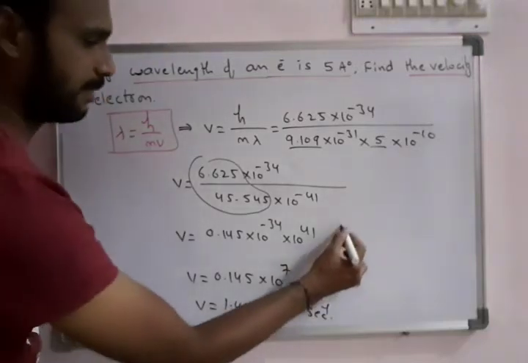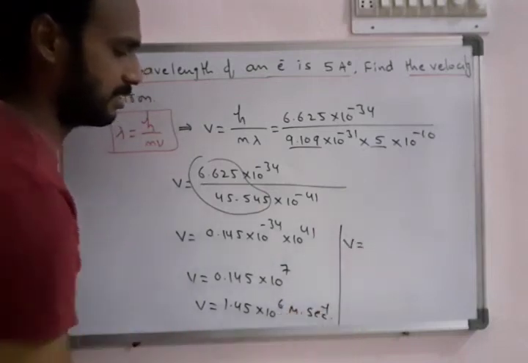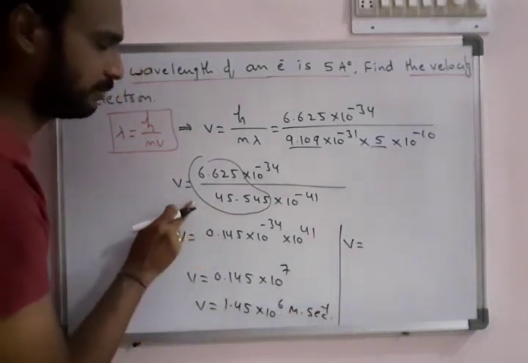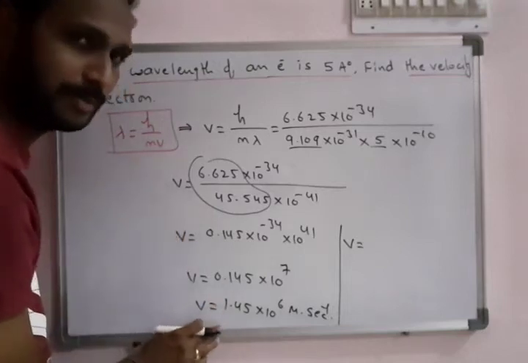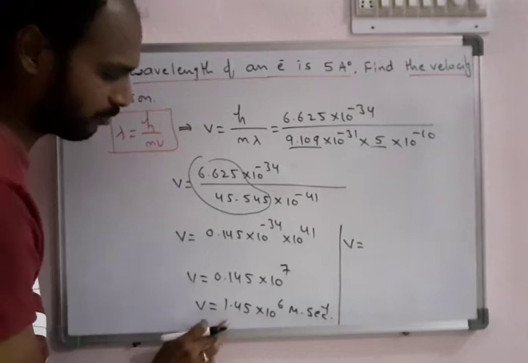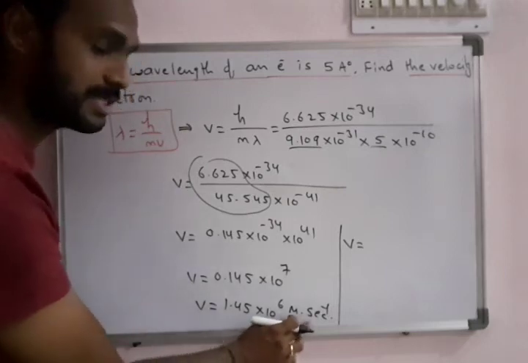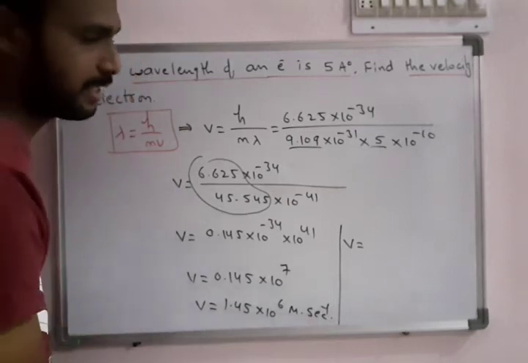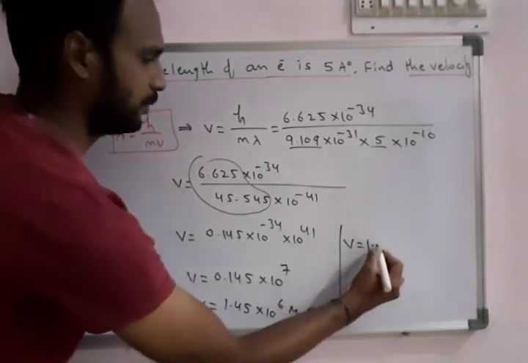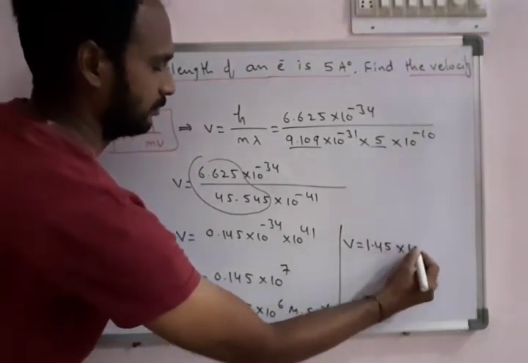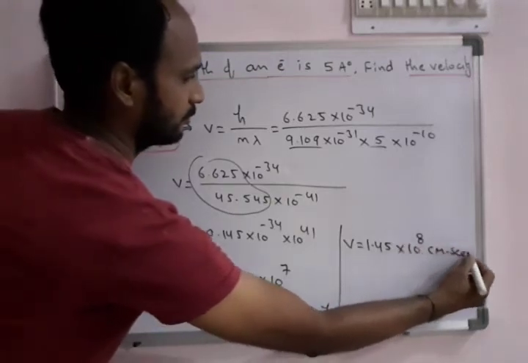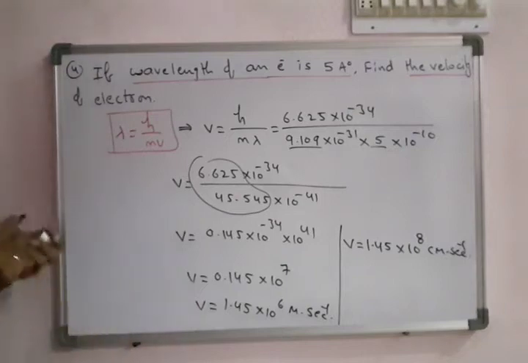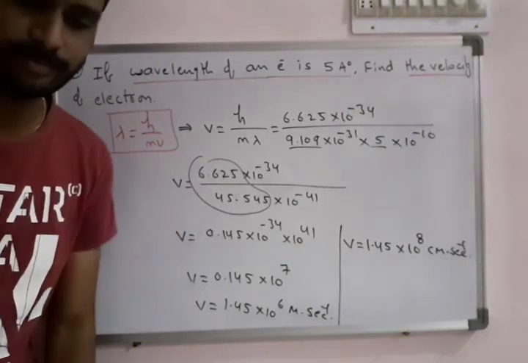Sometimes it may be given in terms of centimeters. Here we are calculating totally in the SI method. But sometimes in the multiple choice answers, there may not be 1.45 into 10 power 6 meters per second. The value may be in centimeters. Thus we need to convert meters into centimeters per second. Okay, take it.